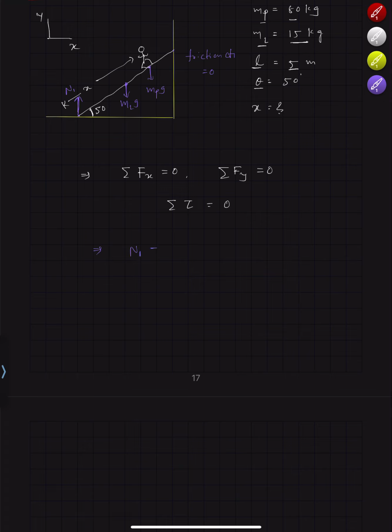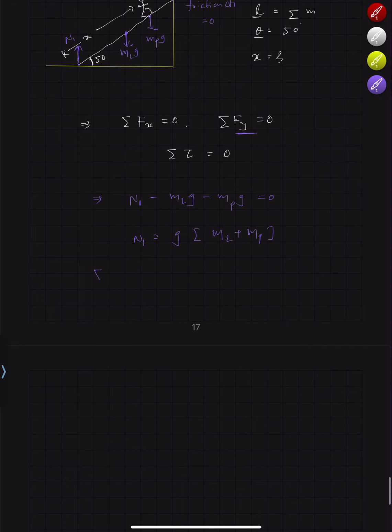And these two forces are in the opposite direction, so N1 minus m_l g minus m_p g is equal to 0, because the total force in the y direction is 0. So N1 is equal to g times (m_l plus m_p), right?